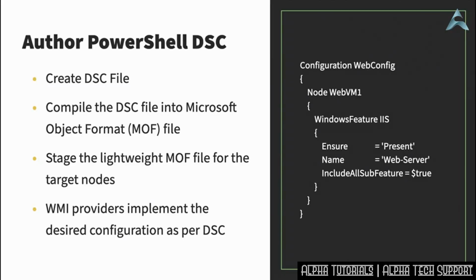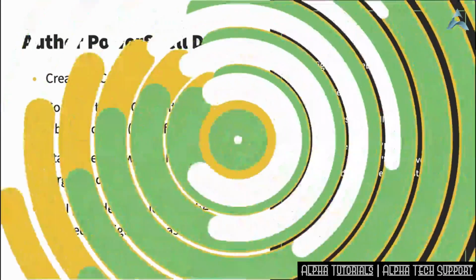Here we have the configuration with the name of webconfig, under which we have the nodes to be configured. Here we have the sample as webvm1, that's the virtual machine, and under the virtual machines we have declared that we need the Windows feature of IIS. For the Windows feature of IIS to be installed, we need to make sure that the value of ensure should always be present. The name is web server, as I already told you, and it includes all sub features. And that is where it is set to true. So all the dependencies will also be installed.